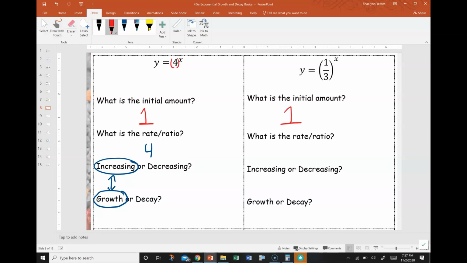Okay, so the initial amount here, it's very similar. It's still the number 1 because it's this number right here. It's the number in front of the base. Okay, what is the rate or ratio? In this case, it is 1/3. It is the number next to the x. So if I multiply 1 by 1/3, did I get bigger or smaller? I got smaller. So if I multiply by 1/3, I got smaller, so that's decreasing. Well, if I'm decreasing, it's decay. Ta-da!